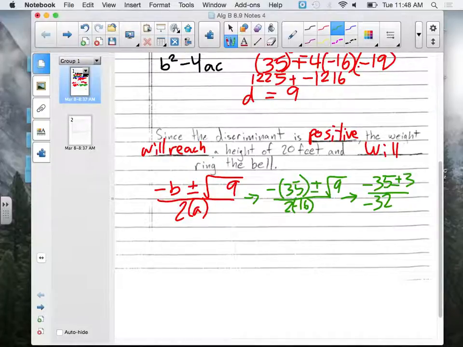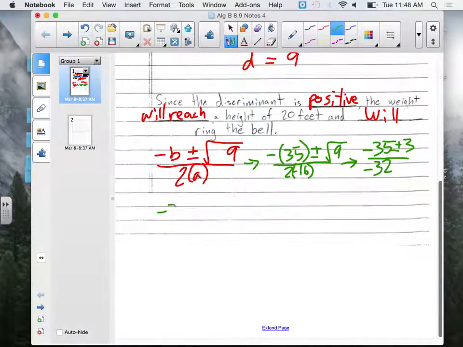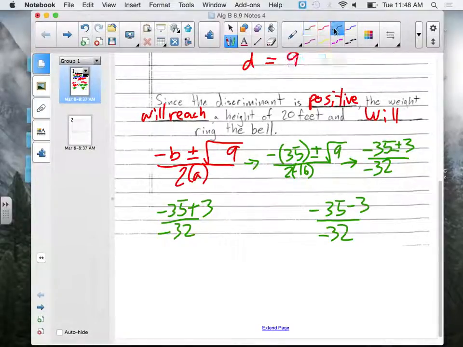At this point, we usually split these up, right? So we have negative 35 plus 3 over negative 32, and our second one is negative 35 minus 3 over negative 32. What's negative 35 plus 3? Negative 32. Negative 32 over negative 32, and that equals what? Equals 1.